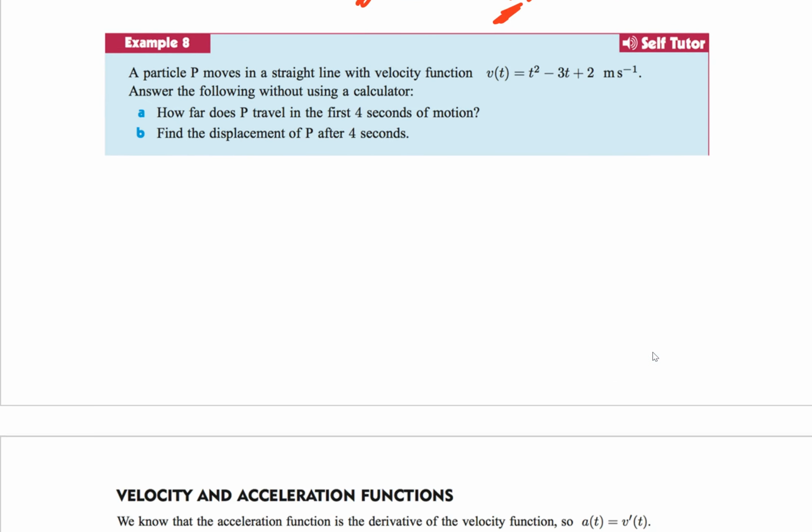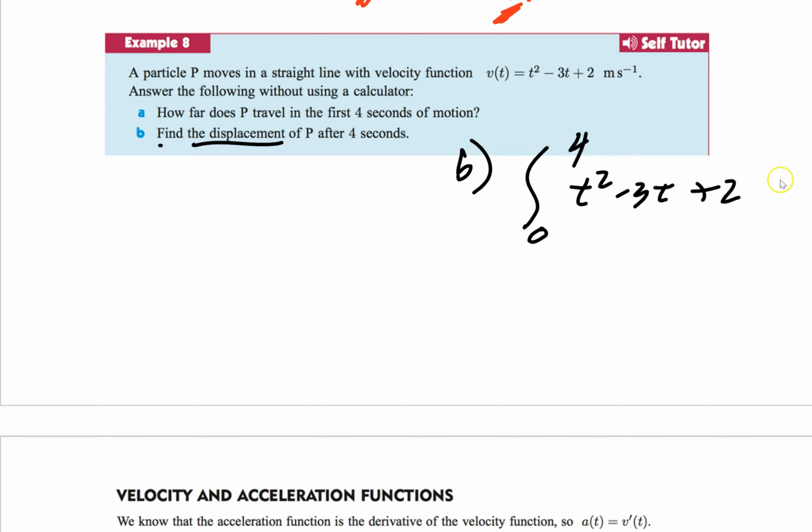So let's look at this one right here. A particle P moves in a straight line with velocity of this. Answer the following without a calculator. A, how far does P travel in the first 4 seconds of motion? B, find the displacement. So let's do B first. B is easier. Displacement, straight integral. So we're going to integrate from 0 to 4 of t squared minus 3t plus 2 dt. Because my variable is t, I don't put dx on this one. That's all you have to do there.